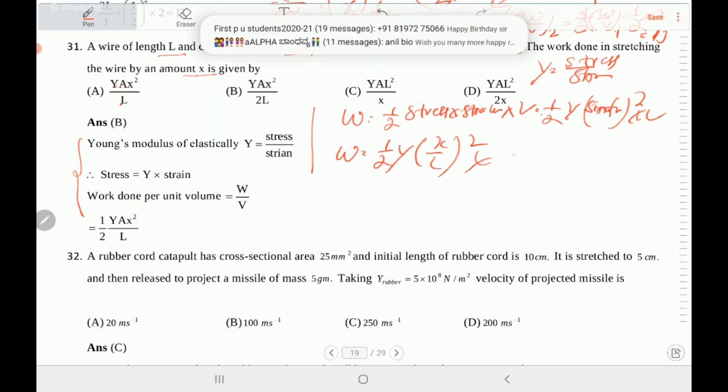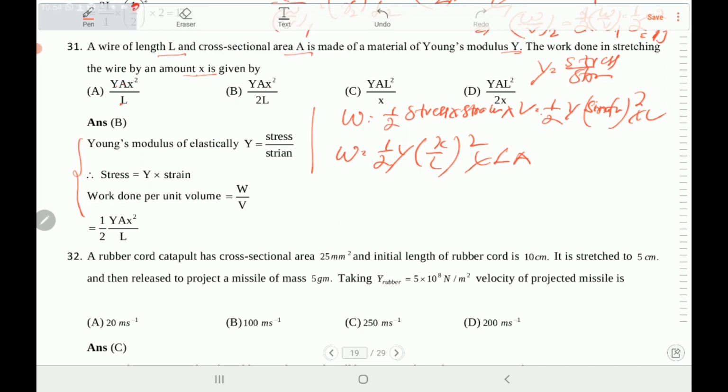What is the volume of a wire? Length into area. That's it. Now, W equals half of Y, X square by L square, into LA, one L cancels. So you have half into Y, X square A divided by L. So, I'll go with option B.